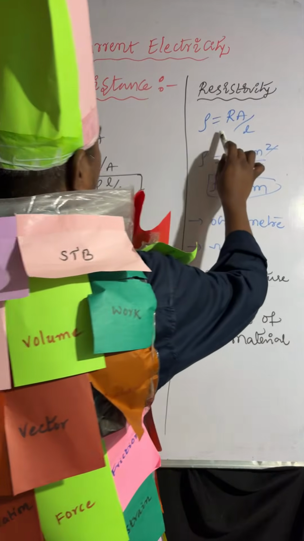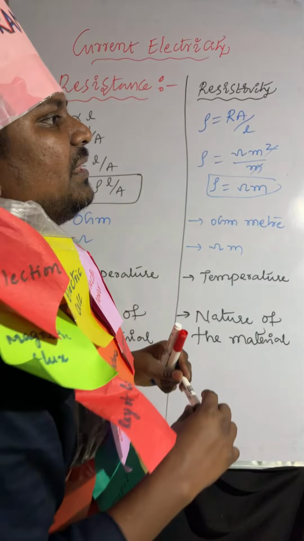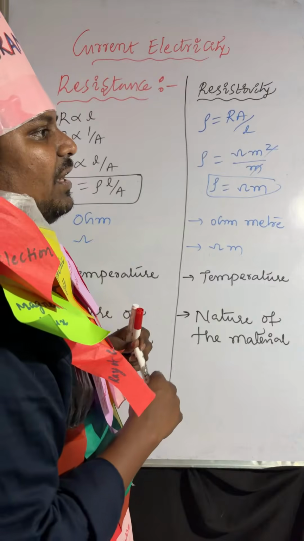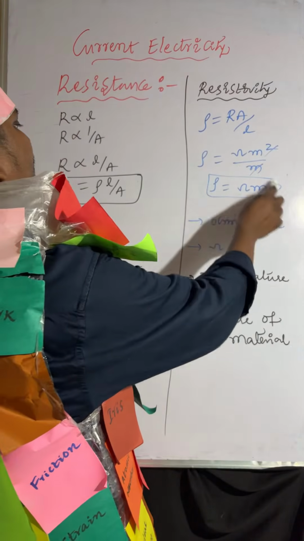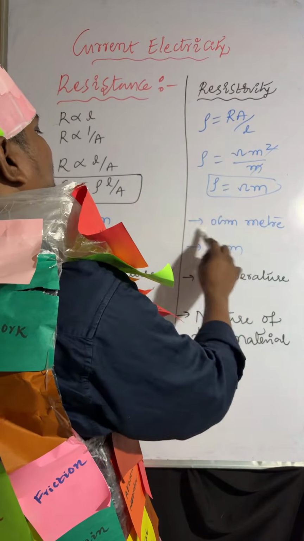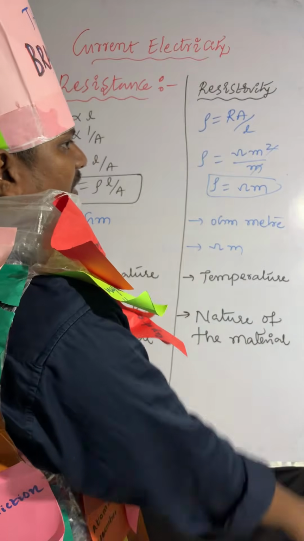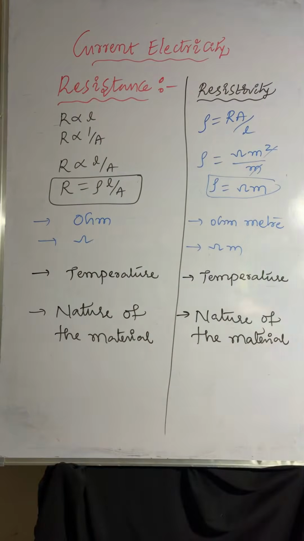And coming to here, resistivity is equal to the resistance of the conductor per unit length and unit cross sectional area. So rho equal to R A by L. The SI unit is very important: ohm meter. It depends on temperature and on nature of the material. I hope it is very clear. This is about resistance and resistivity.